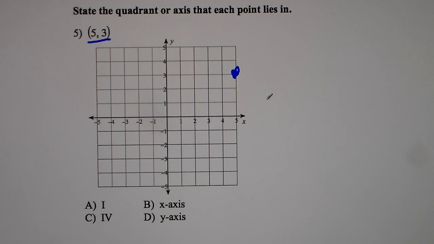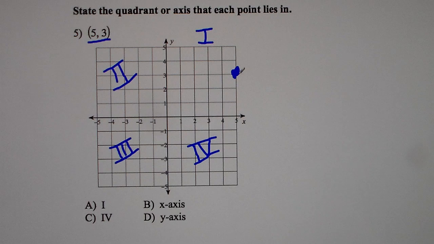Now we have to remember what the quadrants are. The top right-hand quadrant is known as quadrant 1. The top left-hand quadrant is quadrant 2. The bottom left-hand quadrant is quadrant 3. And the bottom right-hand quadrant is quadrant 4. When we plot this point, it's in quadrant 1. So the answer for this one, the coordinate 5, 3, is in quadrant 1.